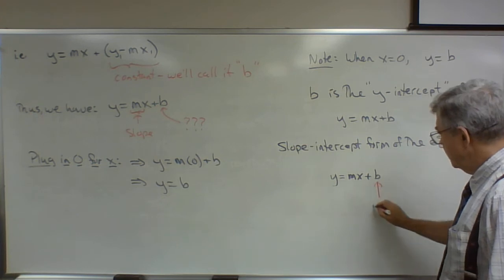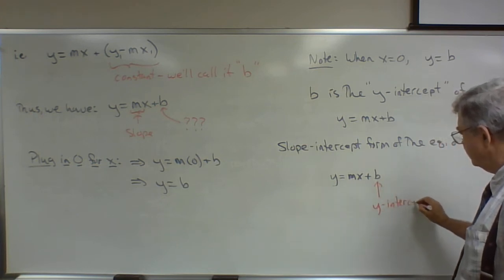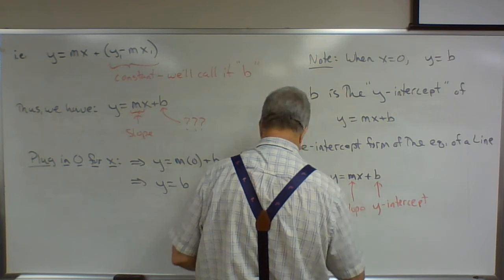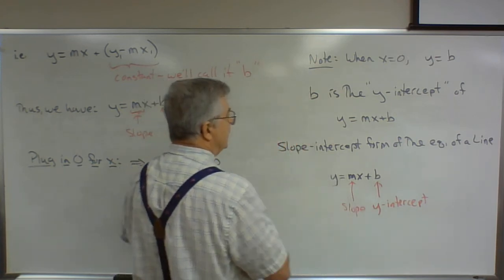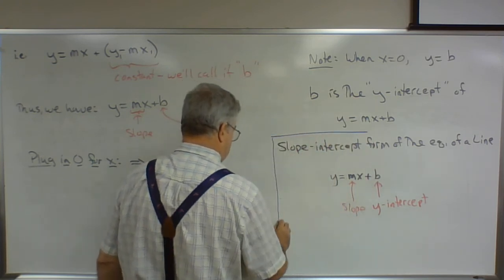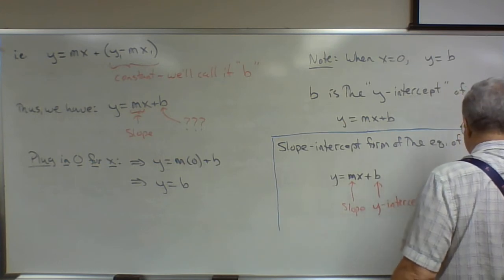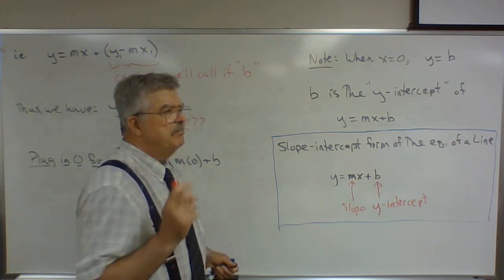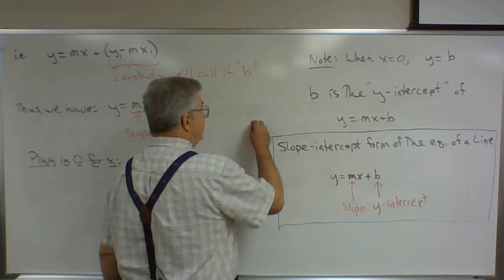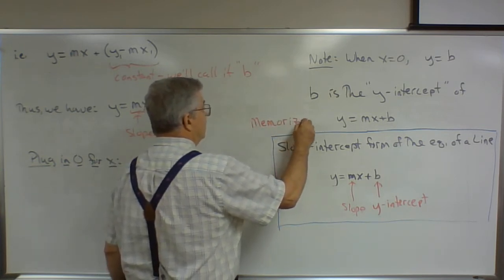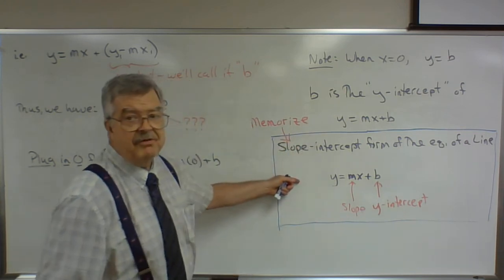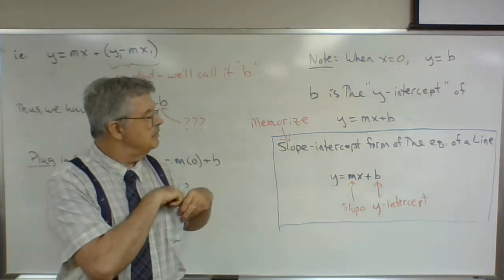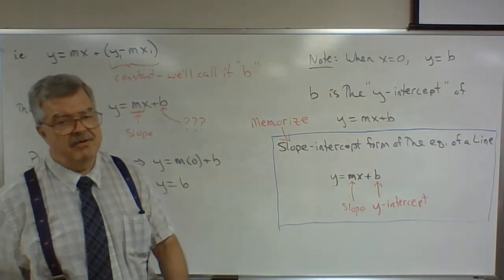B, y-intercept. M, the slope. And oh yeah, let me not be remiss in mentioning that this is also one of those things that we have to memorize, the slope-intercept form of a line, y equals mx plus b. We gotta memorize it.